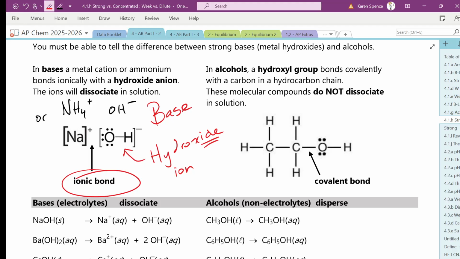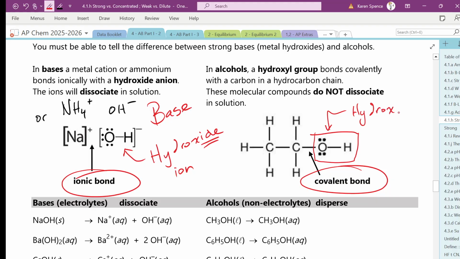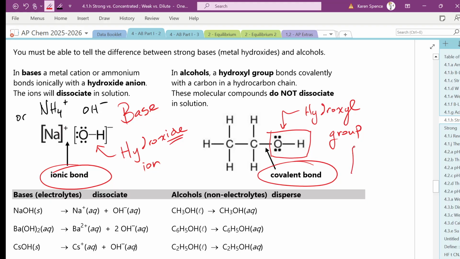If you have a covalent bond and you have a hydroxyl group, then that is an alcohol. Not a base, the OH does not come off. You need an ionic bond for that OH to come off in solution.